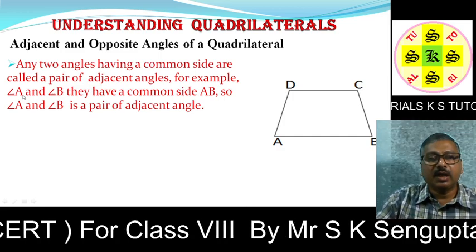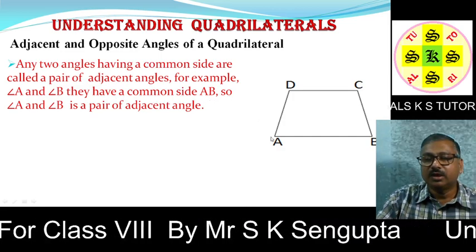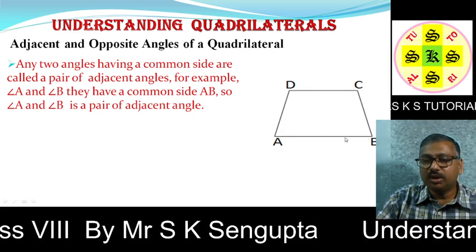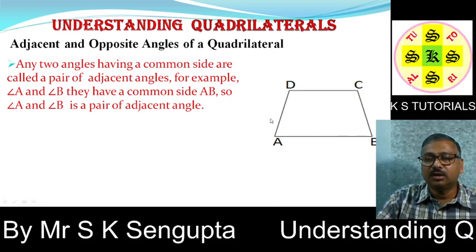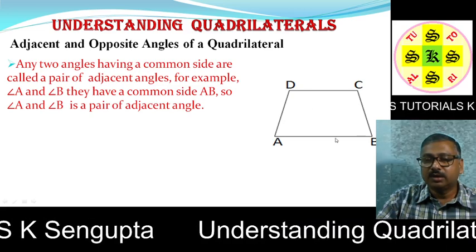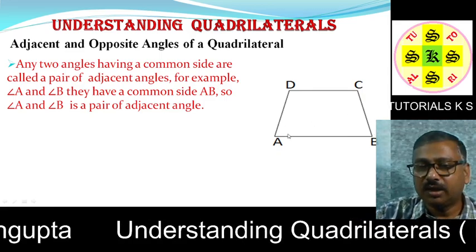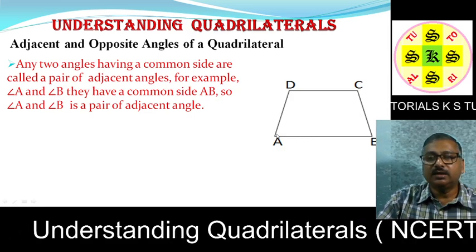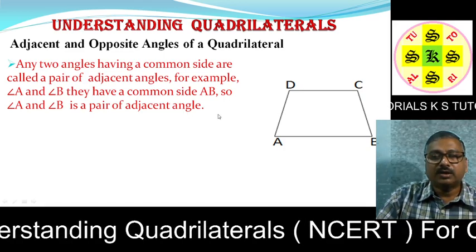For example, angle A and angle B are connected, they have a common side AB. So AB is the common arm or side of angle A and angle B. Angle A is formed with the sides AB and AD. Similarly, angle B is formed with the sides AB and BC. If they have one common side, then they are known as adjacent angles. So angle A and B is a pair of adjacent angles.